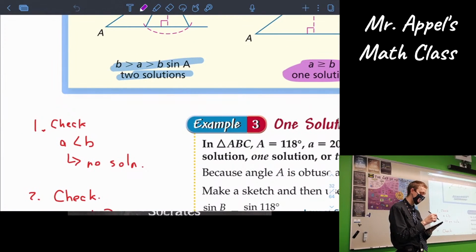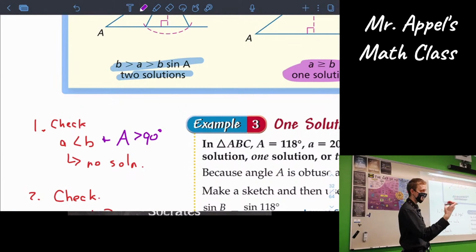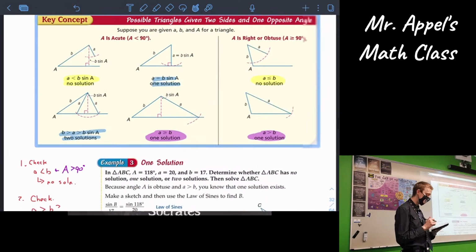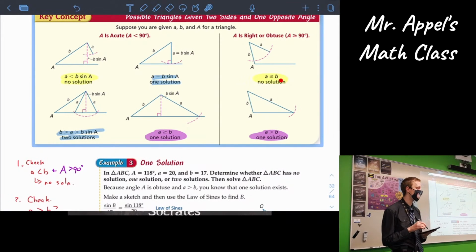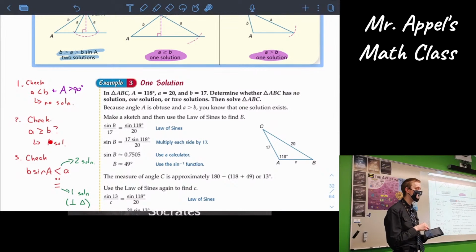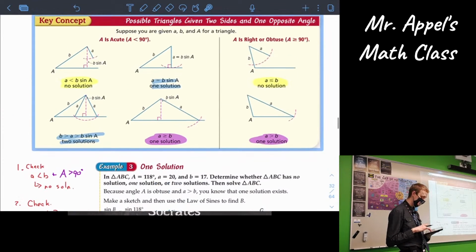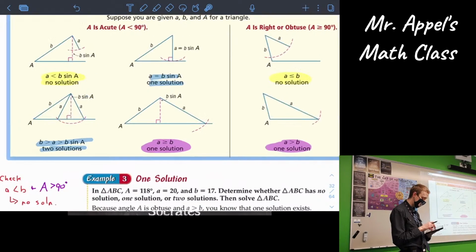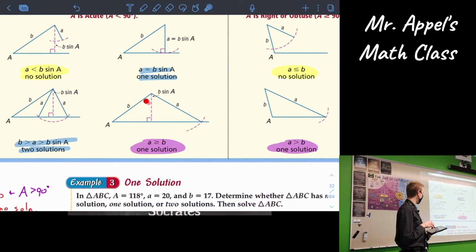But I need to add a caveat here. Check A is less than B and angle A is greater than 90 degrees. You have to have both of those things true for it to immediately have no solution. Then we'll check this one. Again, go with the easy stuff first. What about A greater than B? If A is the biggest one, okay, let's double check that. If A is definitely bigger than B, we have exactly one solution either way.